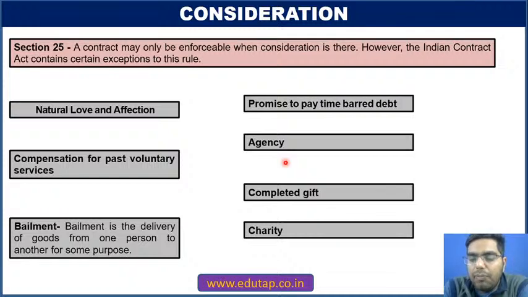Agency. You are being appointed as an agent for someone. That means there is a contract between the principal and agent. You might have seen that there are agents for companies, like life insurance agents. So there is a contract between LIC and that particular person. LIC has appointed that person as an agent. So there need not be any consideration from the agent side or from LIC side.